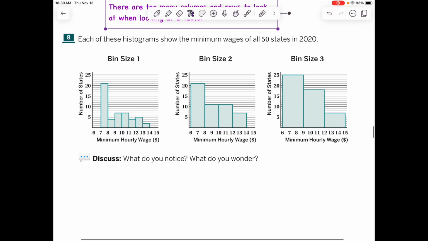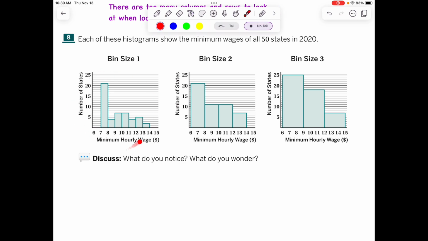All right, so slide 8. Each of these histograms shows the minimum wage of all 50 states in 2020. So I notice that this first one is showing bin sizes of 1, so it's counting by ones. Our second one is counting by 2s, so it's going from 6 to 8, 8 to 10. And our third one is going by 3s, 6 to 9, 9 to 12, 12 to 15. So I notice that you can see the data more clearly in bin size 1. Like you can very clearly look at 8 to 9 has that many, whereas if we look at the second one, this is including 8 to 10.